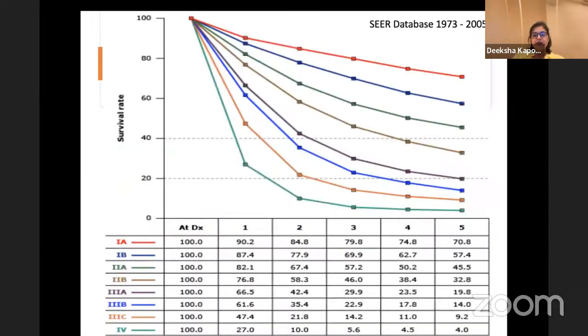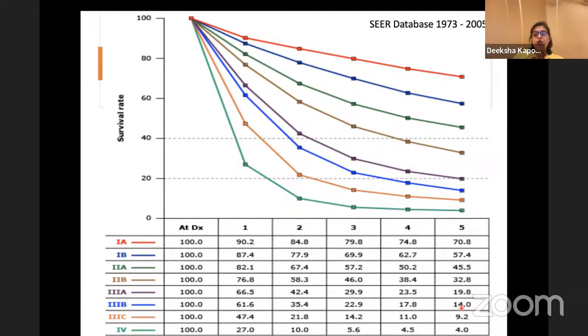This is the SEER database graph from 1973 to 2005. This included data of some 11,000 patients. And I want to bring into perspective over here that the moment the graph touches stage 3, the survival at 5 years falls below 20%. So less than 1 patient out of 5 is going to be alive. This was what was projected in 2005 at the time, where multimodality treatment was actually not the standard of care.